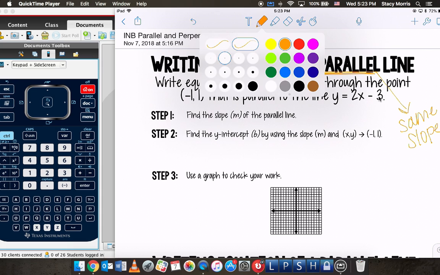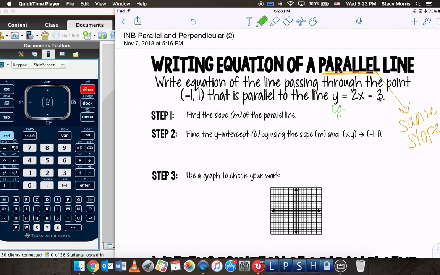So you hopefully remember that in y equals mx plus b, that m is the slope. So step 1 says find the slope, or m, of the parallel line. Well, parallel lines have the same slope. So the m, or slope, of this line is 2. So the slope of our line that we're going to write is going to also be 2. So I'm taking that slope right there, and that's going to be our m. So our m is going to equal 2.